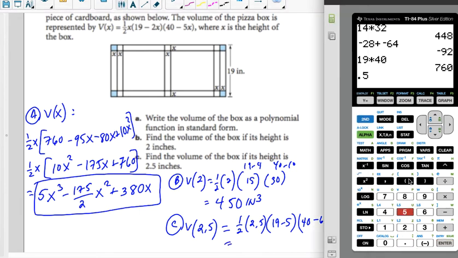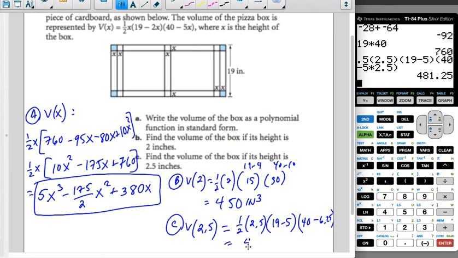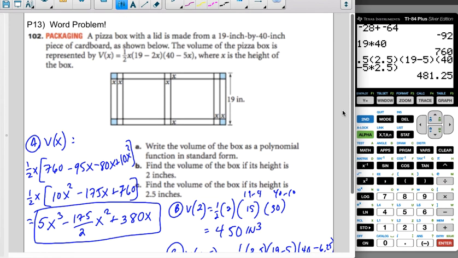So 0.5 times 2.5 times (19 minus 5) times (40 minus, and I'm probably going to do the 5 times the 2.5 just in case my brain did something dumb, 5 times 2.5), and we hit enter, and we get 481.25 inches cubed. And that's it. Again, we were just being asked to plug in values, no big deal. And that is it for 7.3.